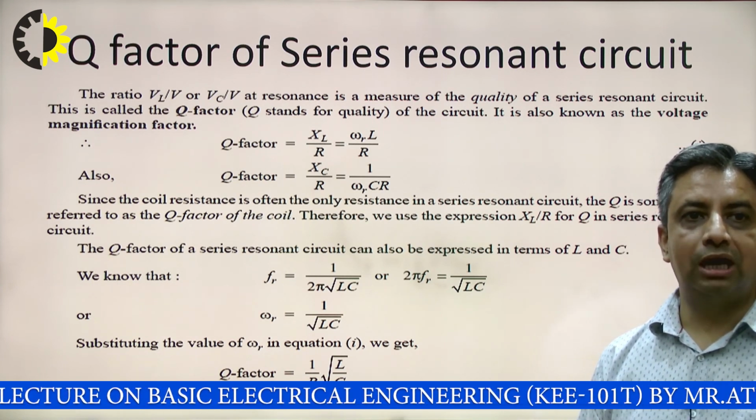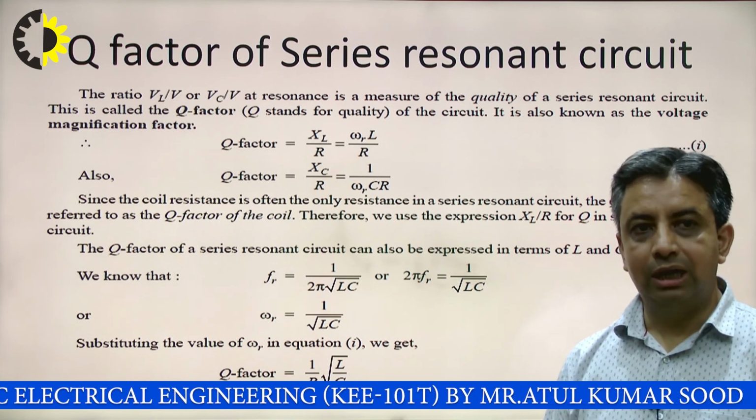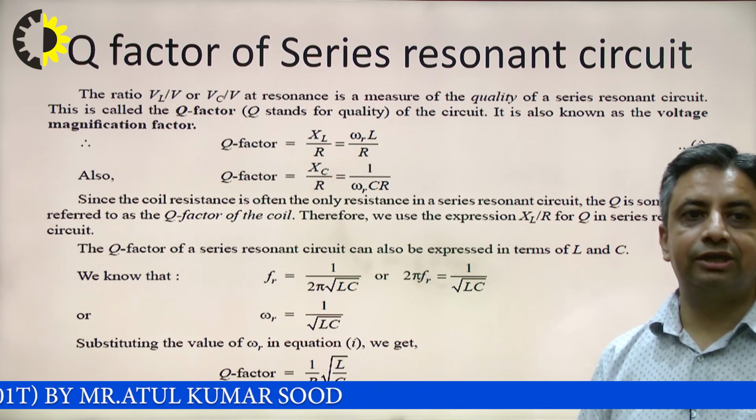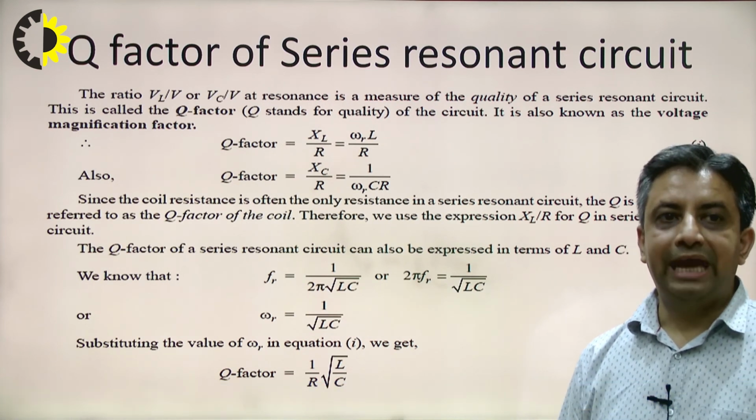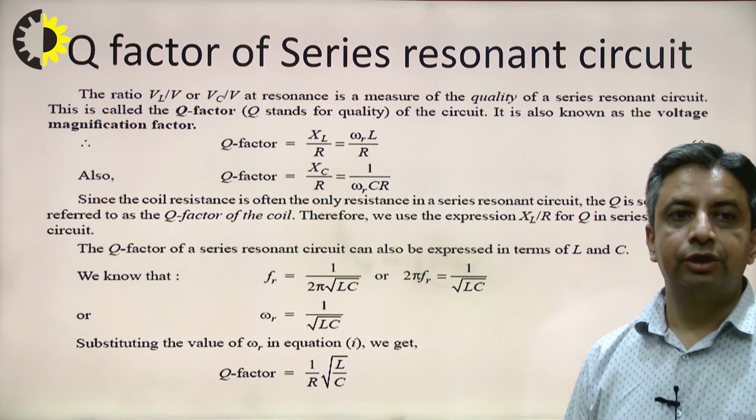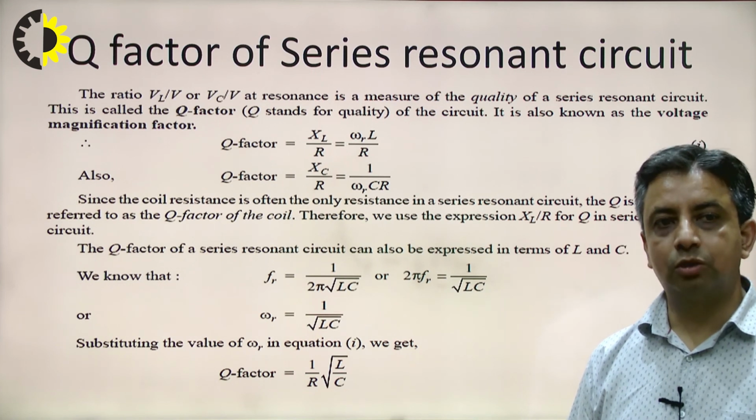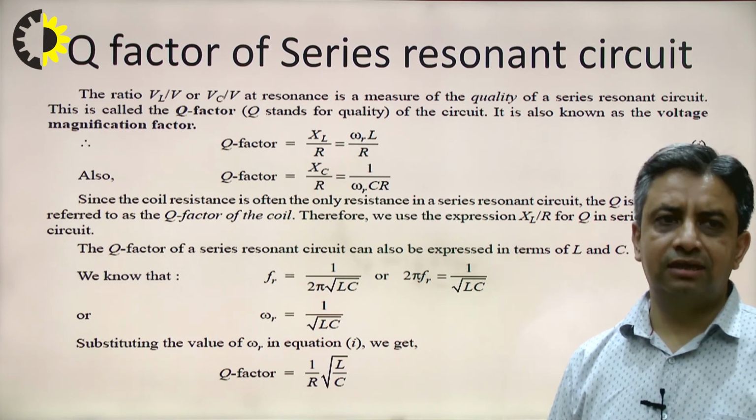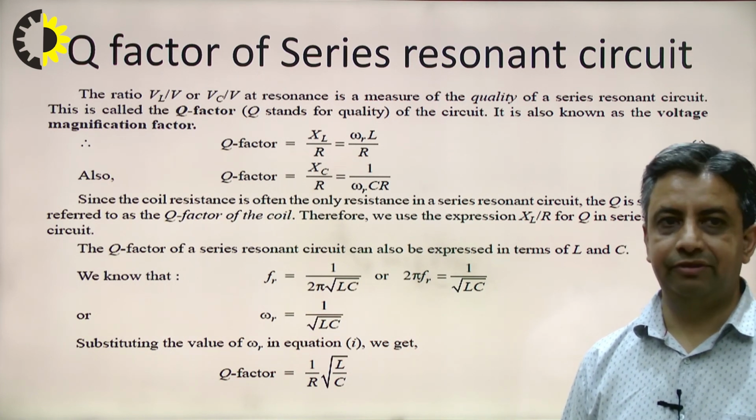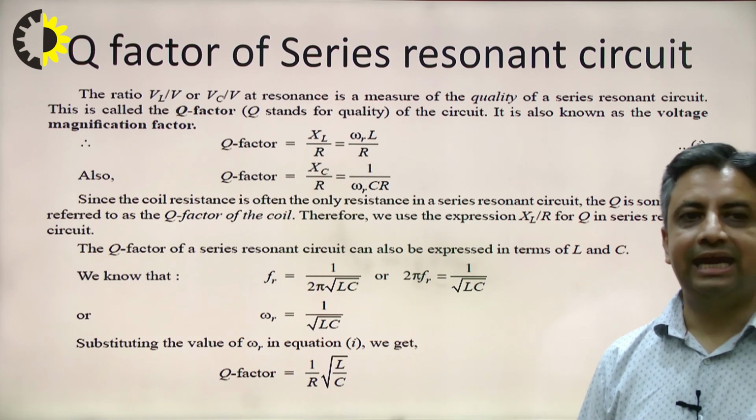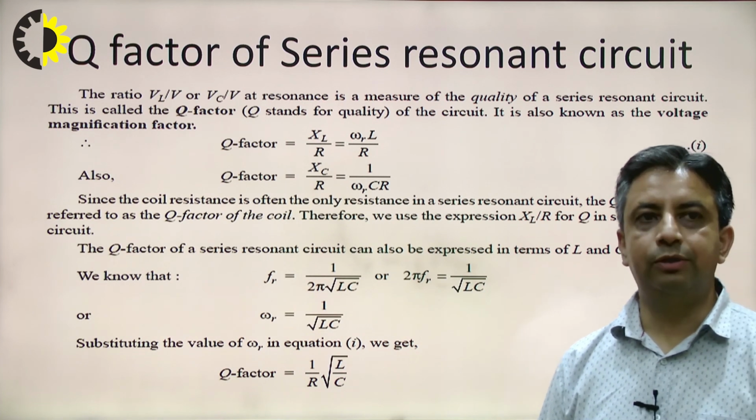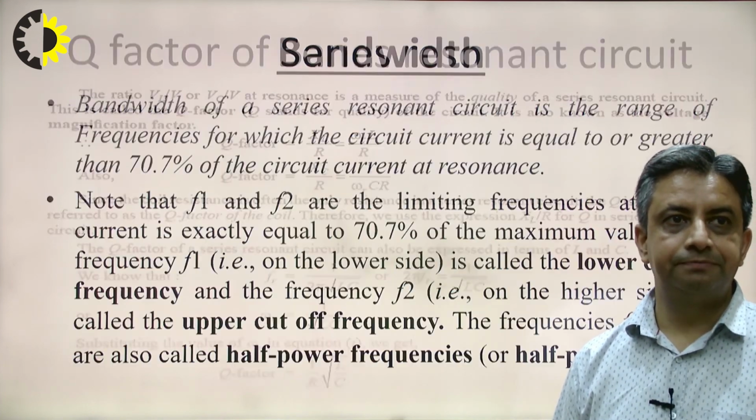Now another formula that can be used to find out the quality factor is in terms of the circuit parameters, that is quality factor is equal to 1 by R under root L by C. So again, this particular formula can be used to find out the quality factor of the circuit. And there is a third formula also, that is quality factor is equal to Fr by del F, where Fr is the resonant frequency and del F is the bandwidth. So using either of these three formulas, you can calculate the value of the quality factor.